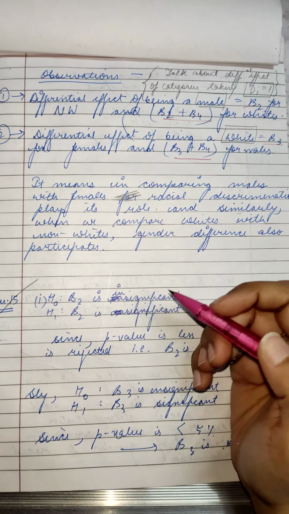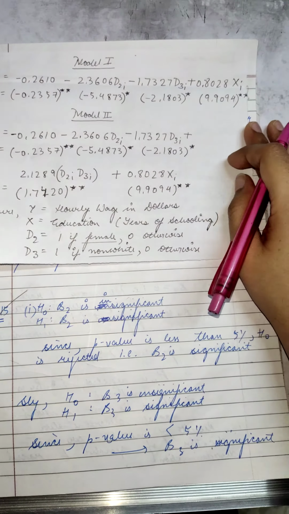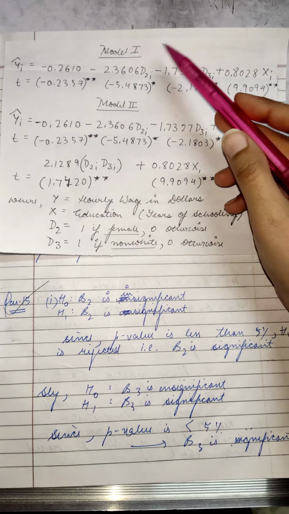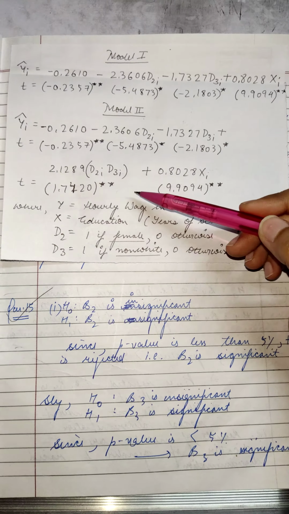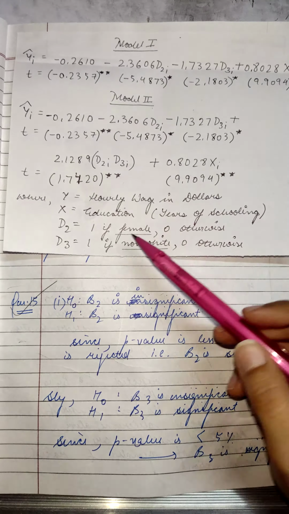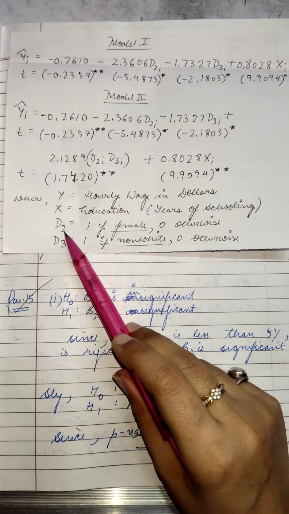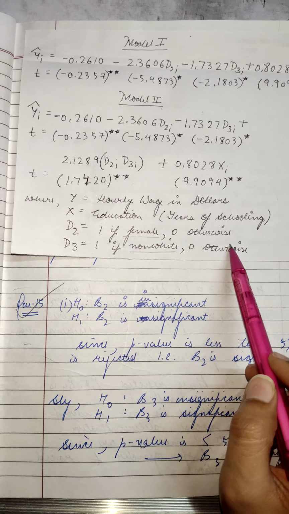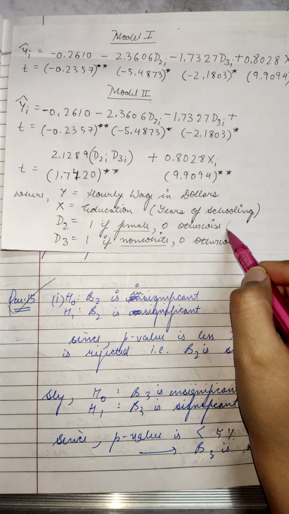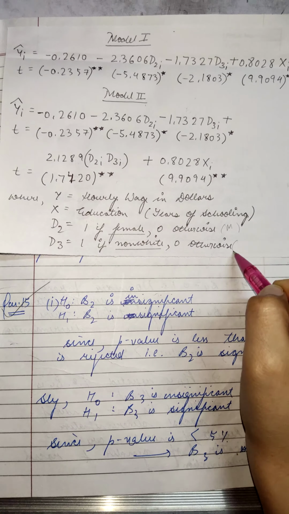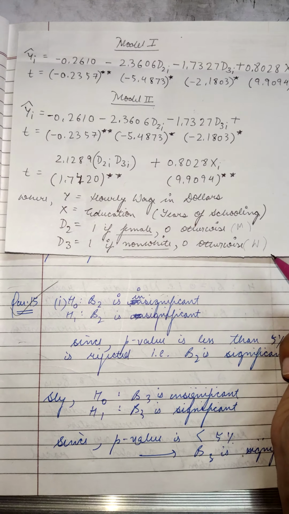Now let's do a very quick question on the same. This is a question where you have two models, 1 and 2. The dependent variable is hourly wage in dollars. The independent variable is education, years of schooling. Then you have two dummy variables. D2 is 1 if female, 0 otherwise. D3 is 1 if non-white, 0 otherwise. Here otherwise refers to males, and here also it refers to whites.